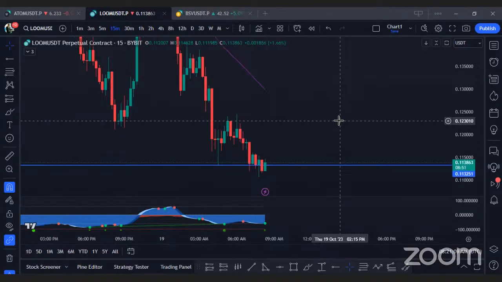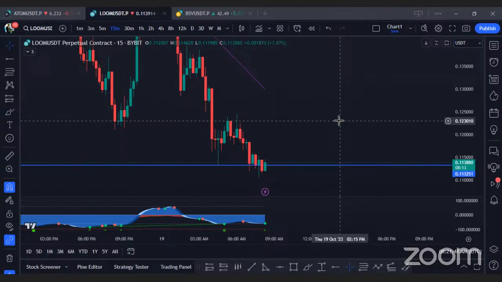Why is this thing not working now? I'm using 10x leverage on isolated margin. Let me just put like 20. Let's do $22. I enter with market order, liquidation at 0.10104.